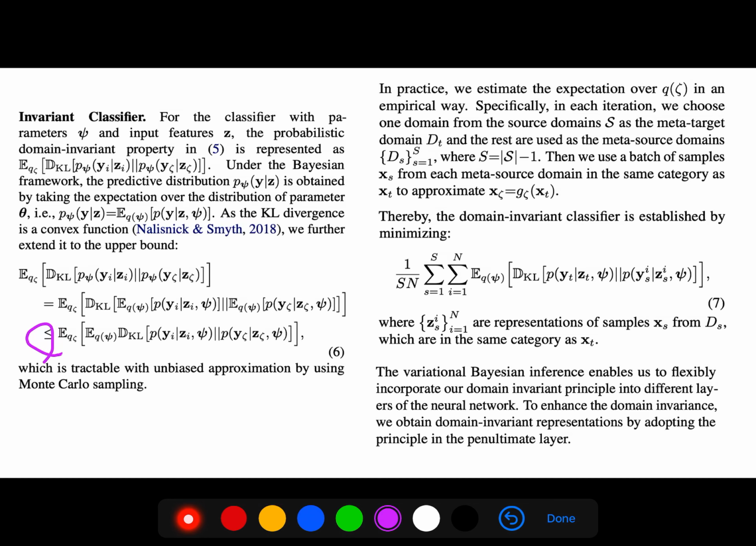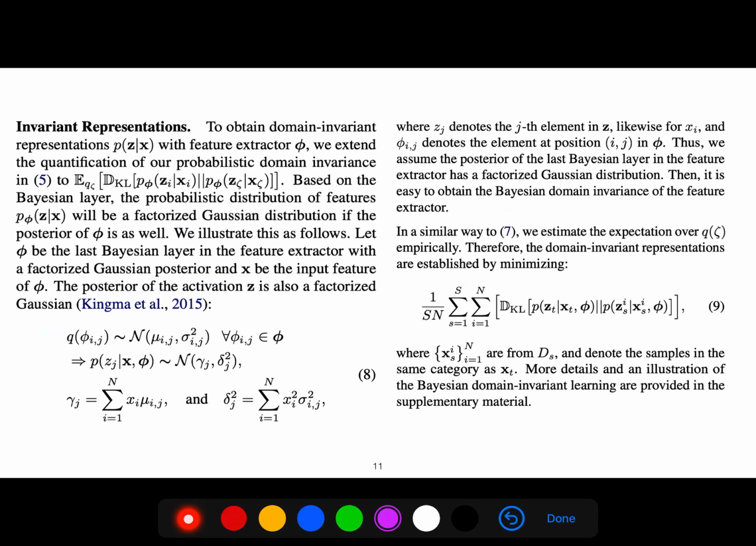In practice, we estimate the expectation over Q in an empirical way. Specifically, in each iteration, we choose one domain from the source domains as the meta-target domain, and the rest are used as the meta-source domains. Then we use a batch of samples from each meta-source domain in the same category as x sub t to approximate x. Thereby, the domain invariant classifier is established by minimizing this, to obtain domain invariant representation with feature extractor phi.